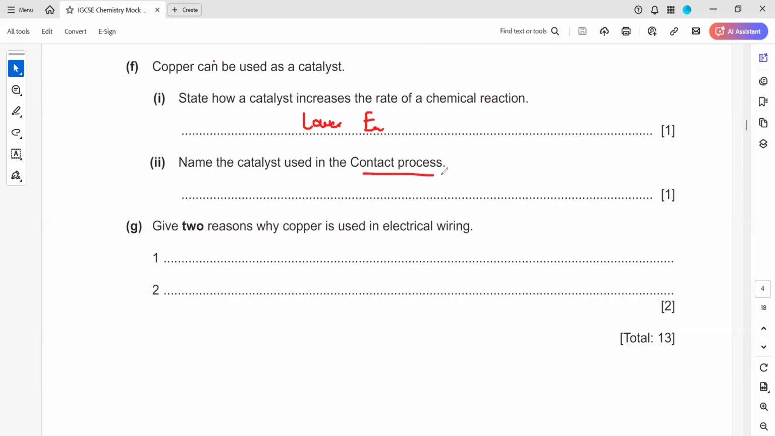Name the catalyst used in the contact process. A common mistake is that students wrote only vanadium oxide. This is not right, because vanadium has a variable oxidation number. You have to specify which oxidation number. So it should be vanadium pentoxide or vanadium(V) oxide. So it's very important that you write the oxidation number of the vanadium, okay?